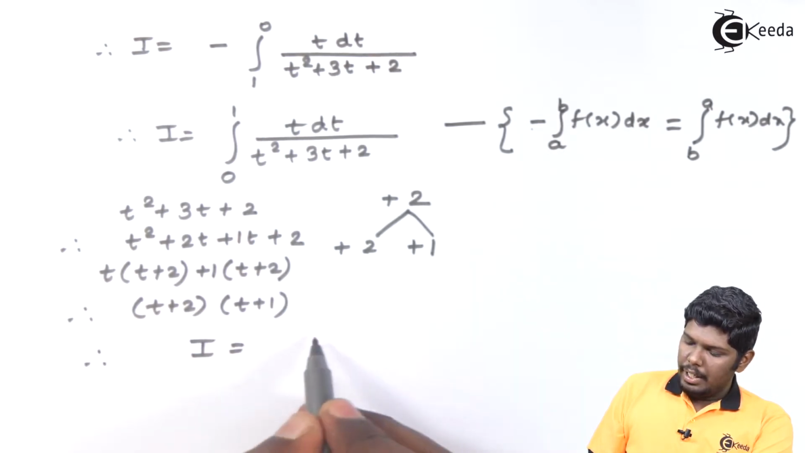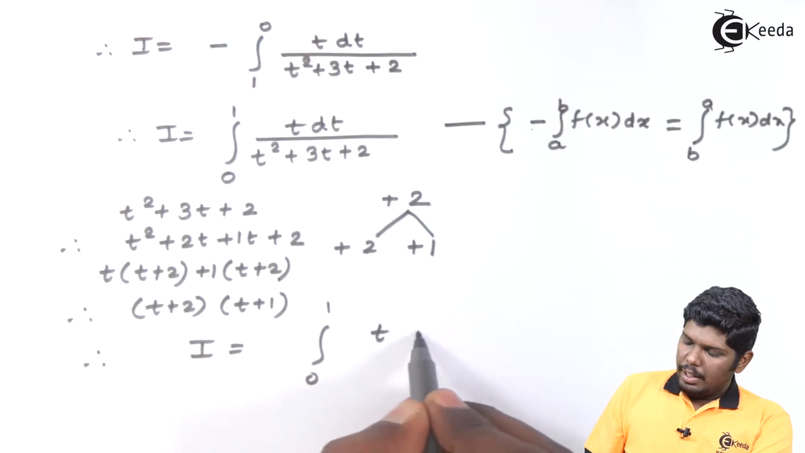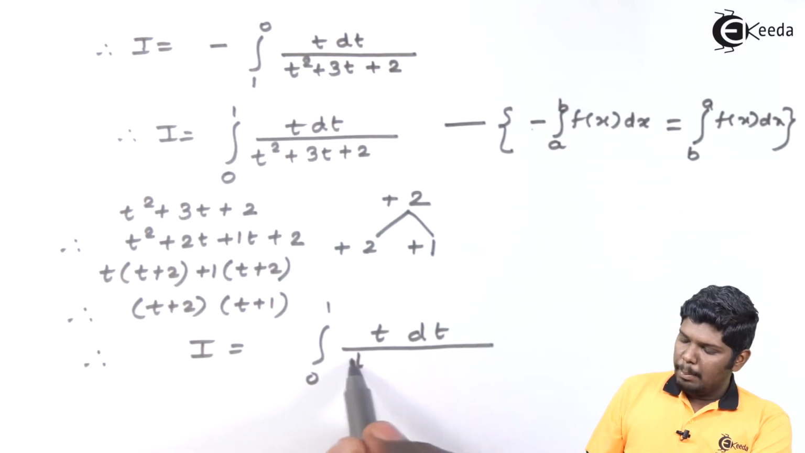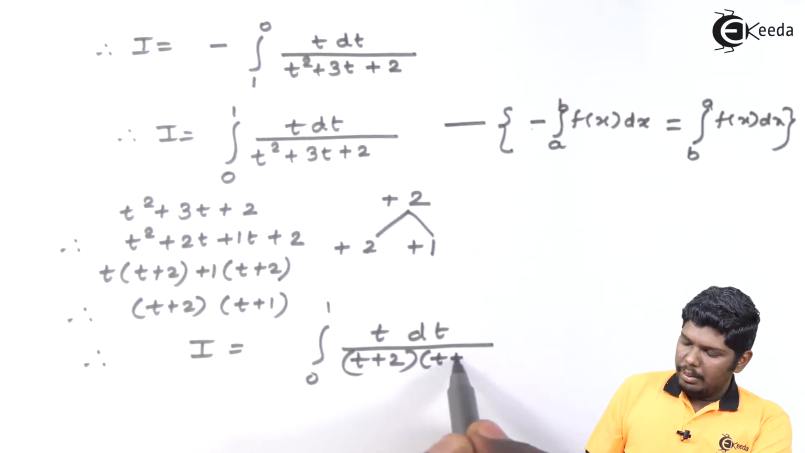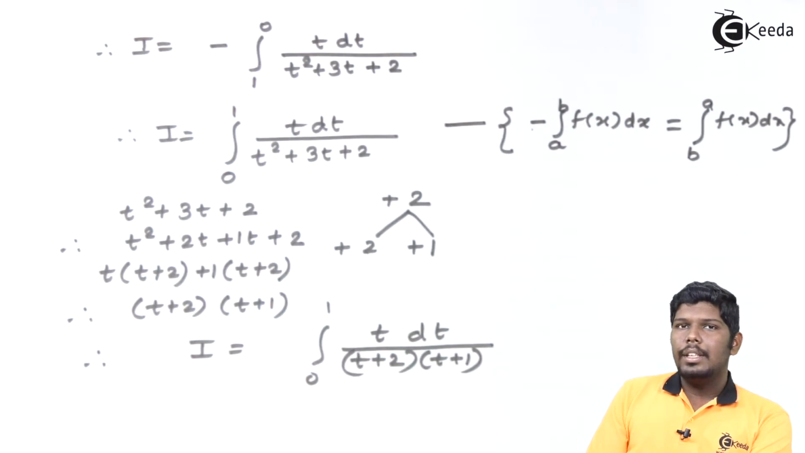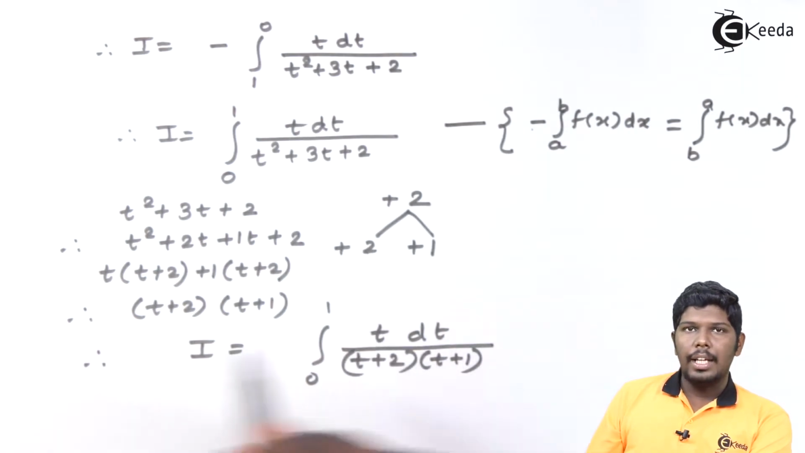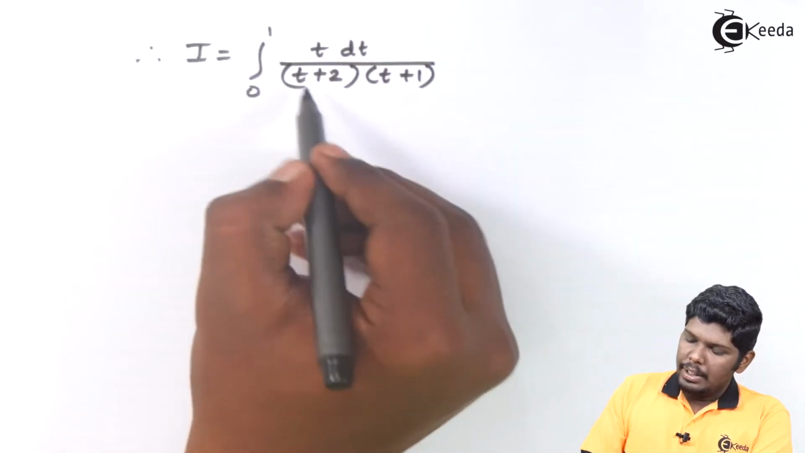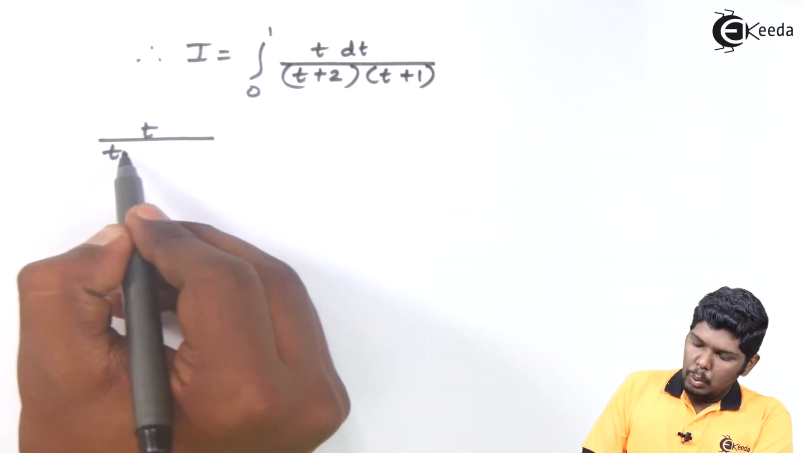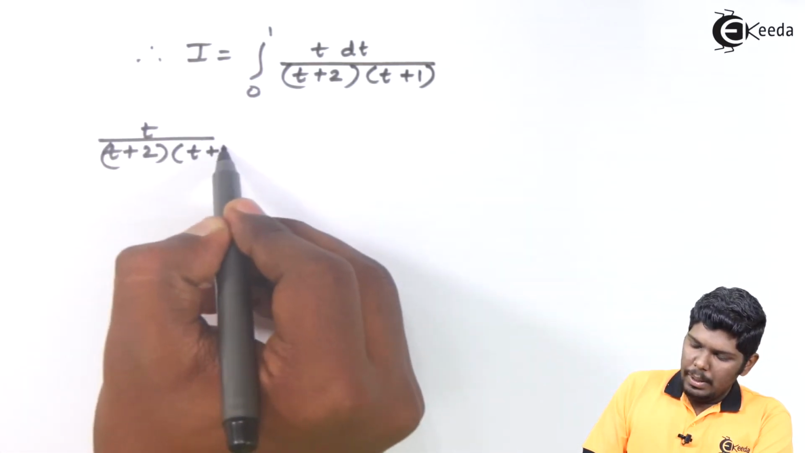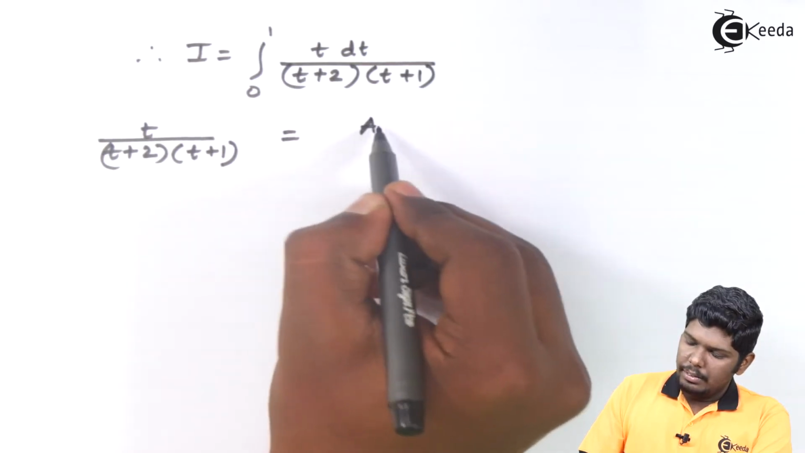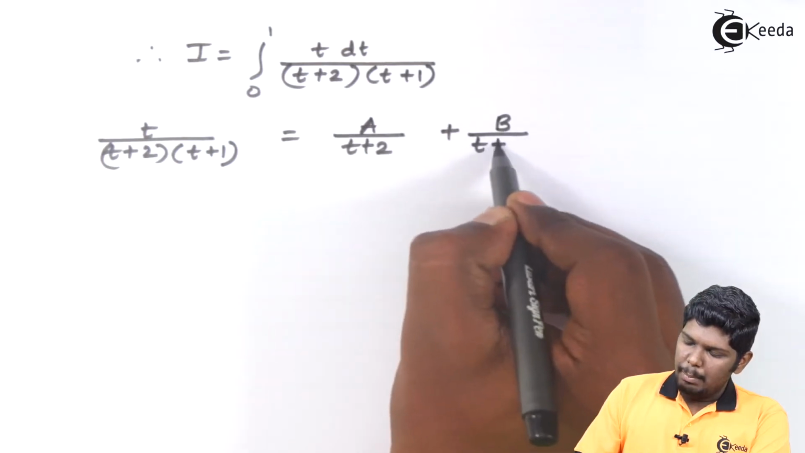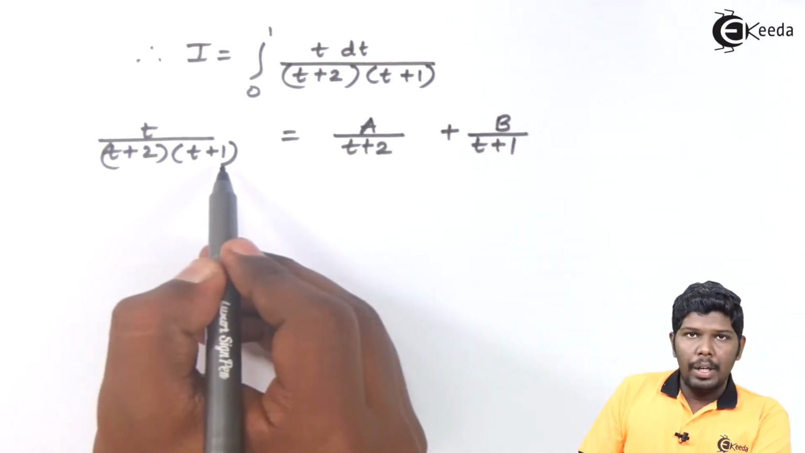We have I is equal to integral 0 to 1 t dt upon this quadratic expression. We are going to write it as t plus 2 into t plus 1. Now you can clearly identify this integration. Here we have the rational form and we are going to use partial fraction integration method. Now the given rational form is t upon t plus 2 into t plus 1. We have two constants, a divided by t plus 2 plus b divided by t plus 1. Let us multiply by this denominator on both sides.